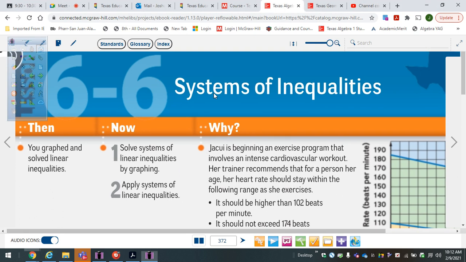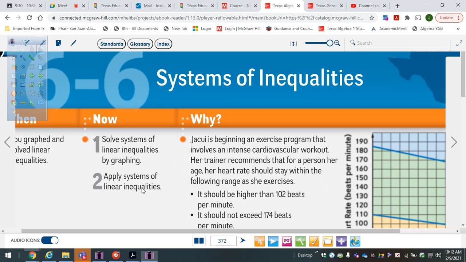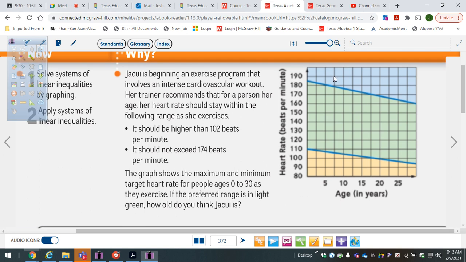Okay, guys, we're going to do systems of inequalities. We're going to solve systems of linear inequalities by graphing. Okay, we're going to apply systems of linear equations. So I want you to see this real quick. This is not cool, but it is cool if you think about this.